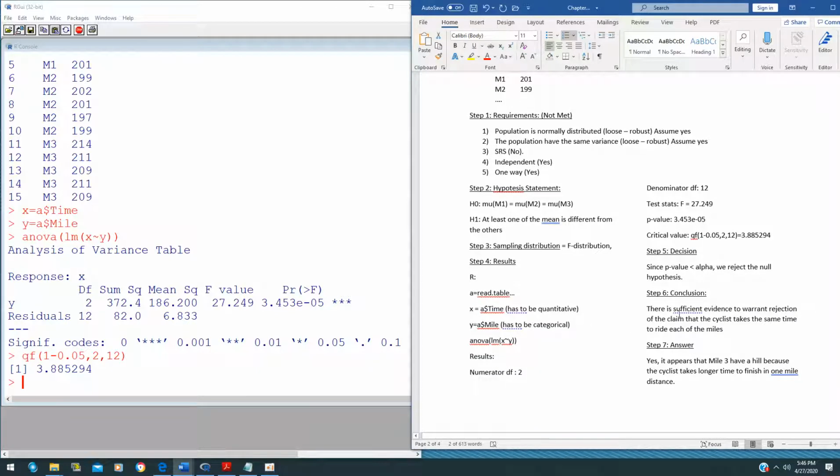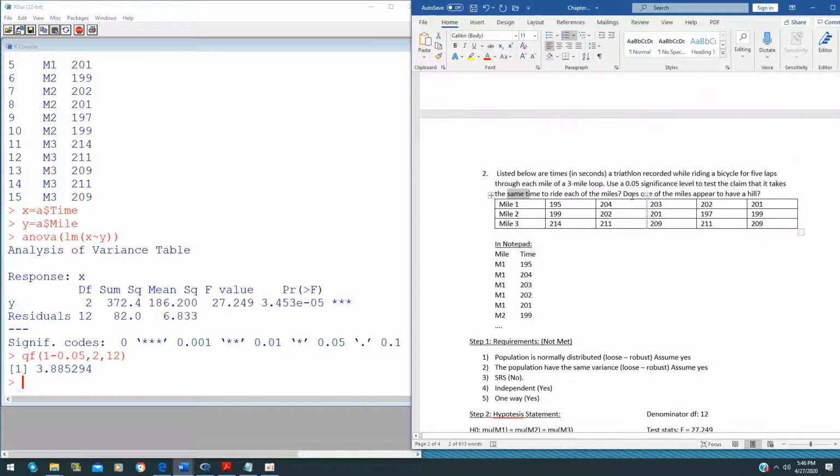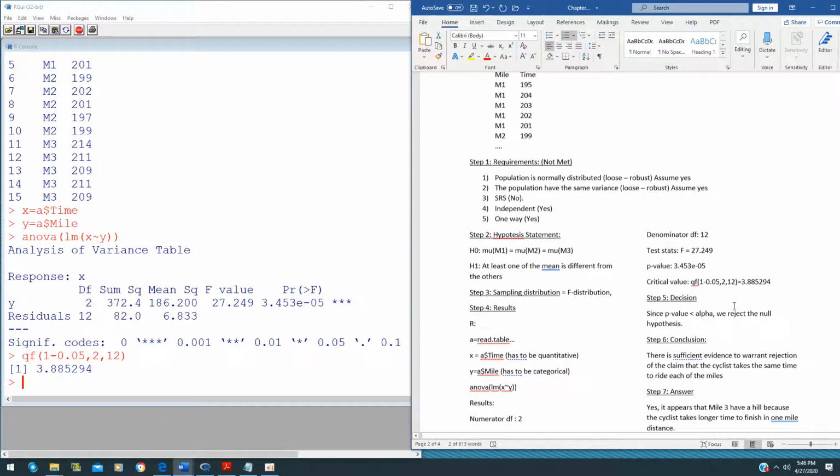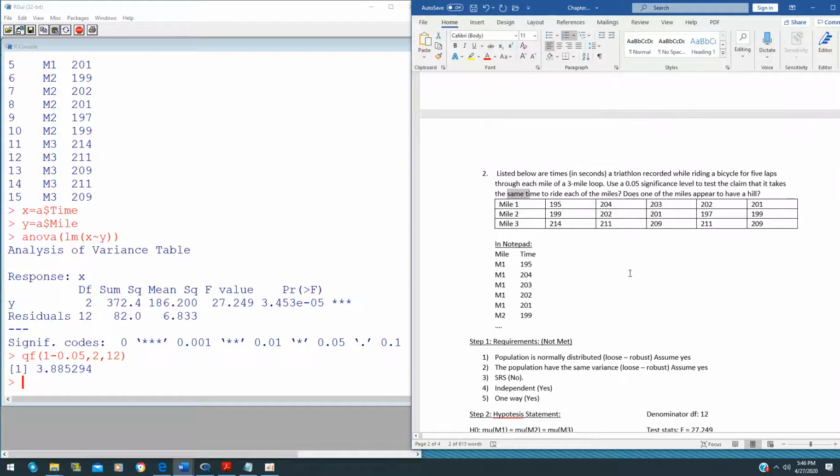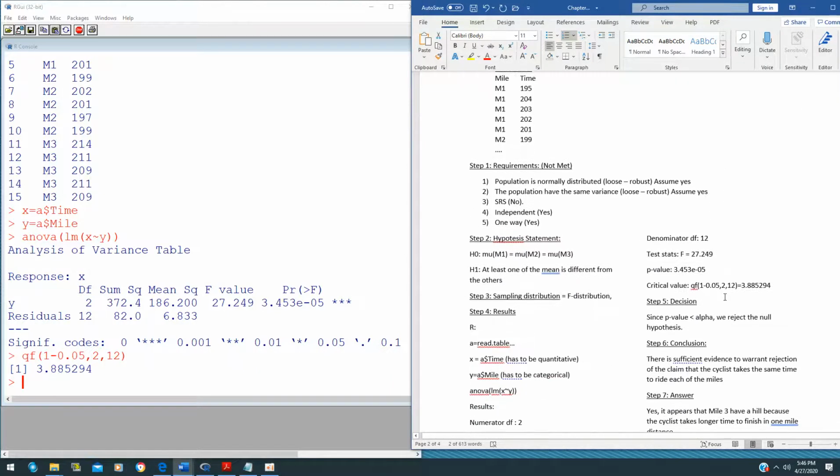Step 6, the conclusion: there is sufficient evidence to warrant rejection of the claim, and the claim says that the cyclist takes the same time to ride each of the miles. This is the same kind of conclusion we did mostly in our hypothesis testing. And then, did one mile appear to have a hill? In this case, your answer is yes.